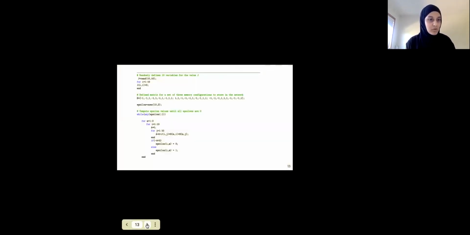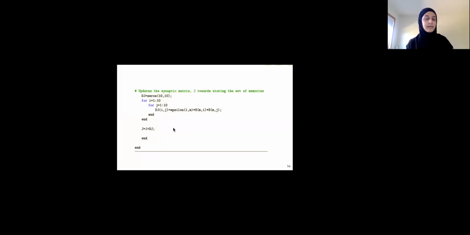Here is just some code that I used in order to store memories. This was done on MATLAB. I defined the variables for my value. I defined the matrix for a set of 3 memory configurations to store in the network. I then computed the epsilon values until all of them were 0. This basically just continued as a loop until our data set had all values at that minimum energy level, and then it ended.